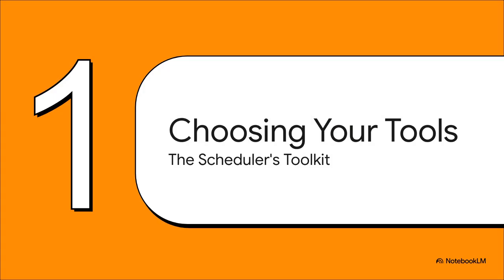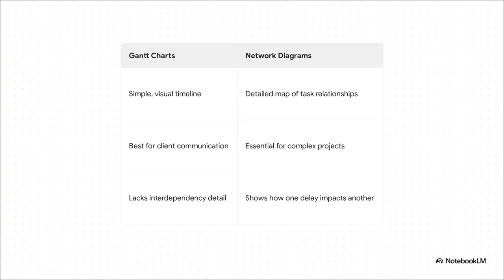First things first, every scheduler needs a good toolkit. And the very first choice they have to make is which tool they're going to use for the job. It usually boils down to two main options, and each one has a really clear trade-off. And this really lays out that trade-off perfectly.